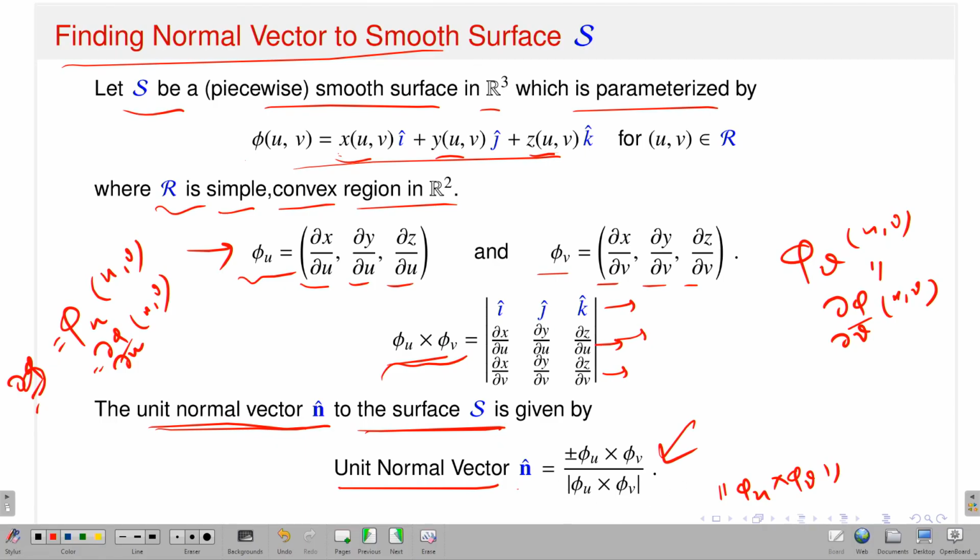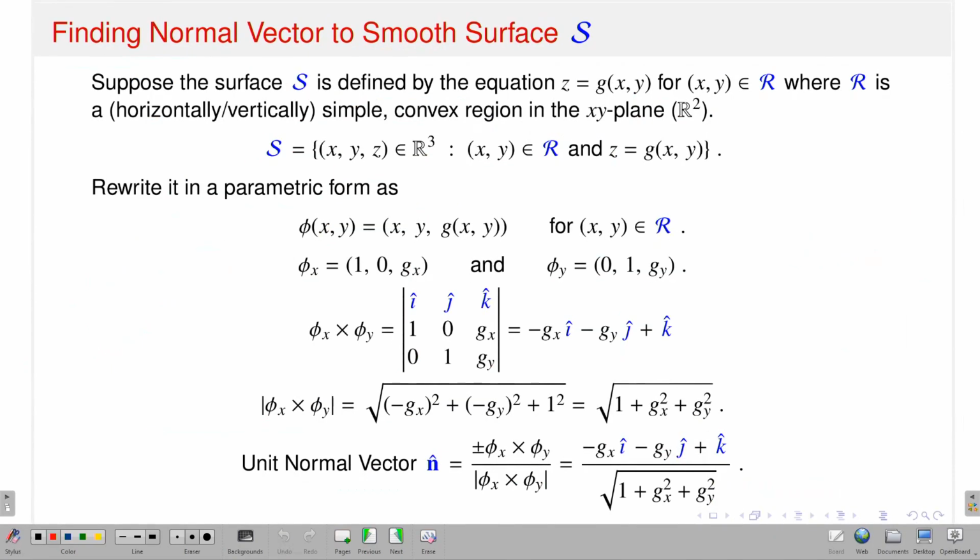So if I have a smooth surface S with my parametrization phi, what is the normal vector? This is the definition of the normal vector: the unit normal vector n cap, which is nothing but phi u cross phi v divided by the modulus of phi u cross phi v. So it's very easy. If I know my parametrization phi, that means I know my components x, y, z, that means I know my vector phi u and my vector phi v. Take the cross product and then normalize it with a plus minus sign, and that will give you the normal vector to my smooth surface S. Okay, so I think that's okay.